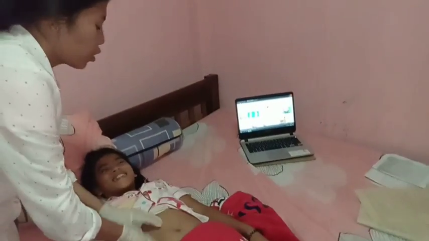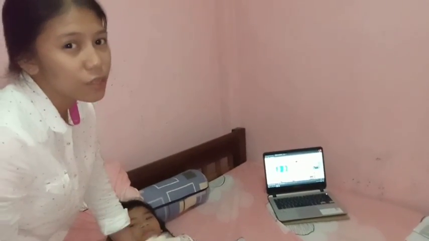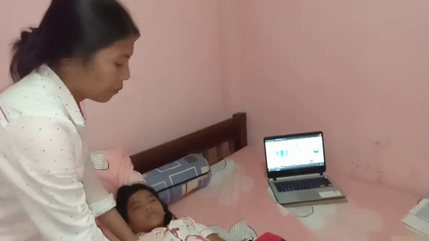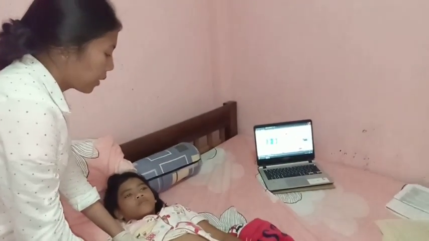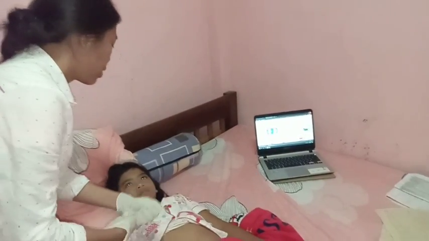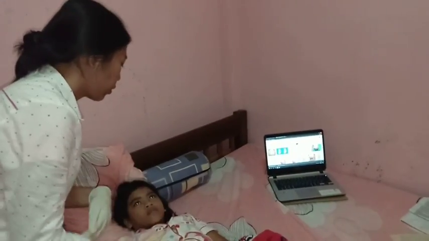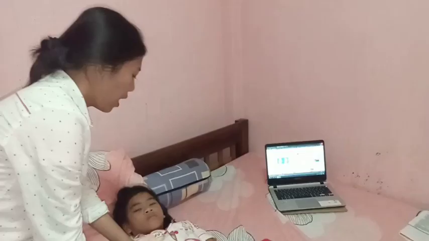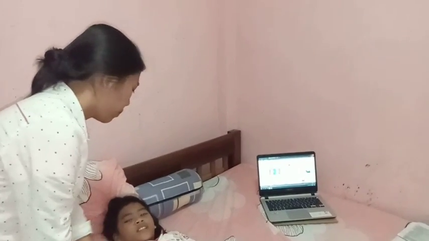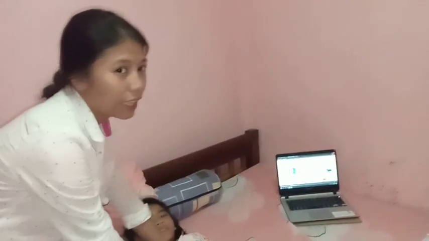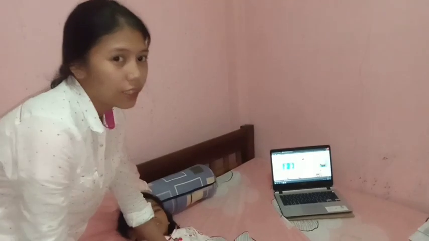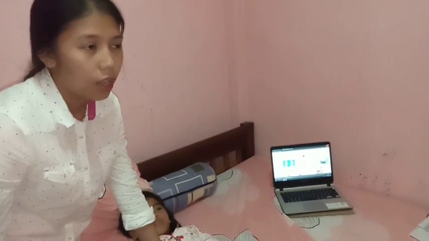So the client reported that it hurts more at the pressing. And then, ma'am, can I ask you where is the specific location of the pain? The client illustrated that it hurts more where I did the palpation. So there is no rebound tenderness present.